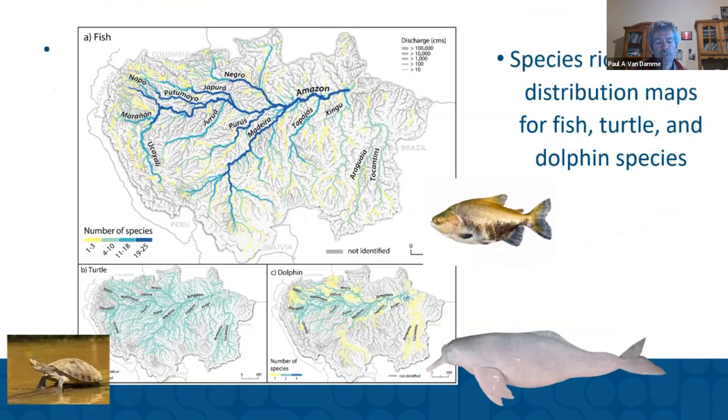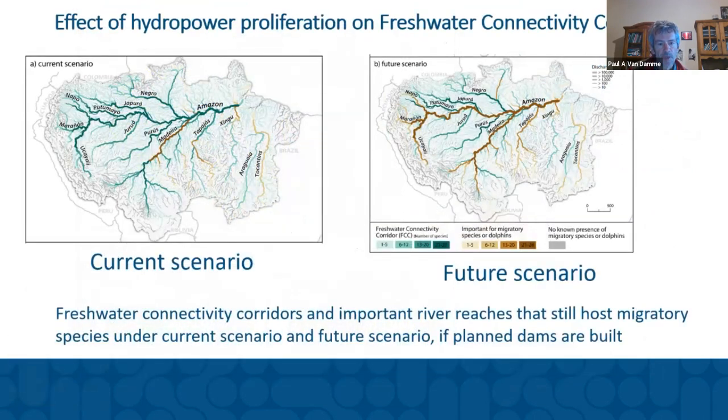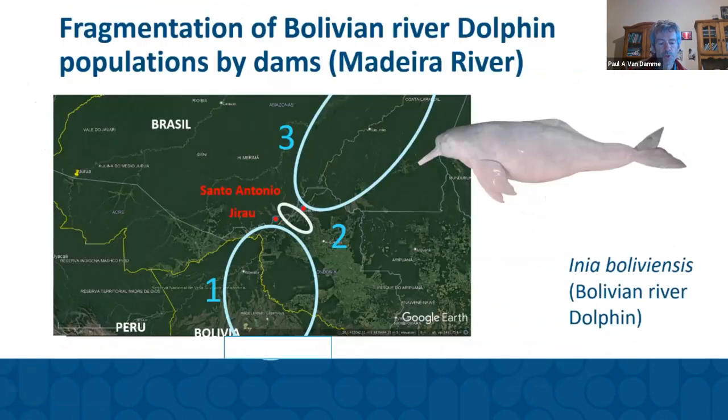In this slide, the species richness and distribution maps for fish, turtle, and dolphin species are shown. For most of the species, you can see that the species richness is decreasing upstream. Then in the following slide, under the current scenario, freshwater connectivity corridors shown in green shades at the left are dominant. But under a future scenario at the right, if planned dams would be built, the number of impacted freshwater connectivity corridors would increase, shown in brown.